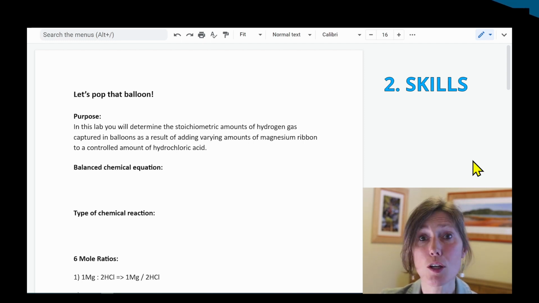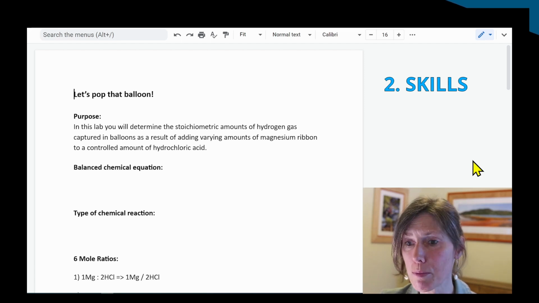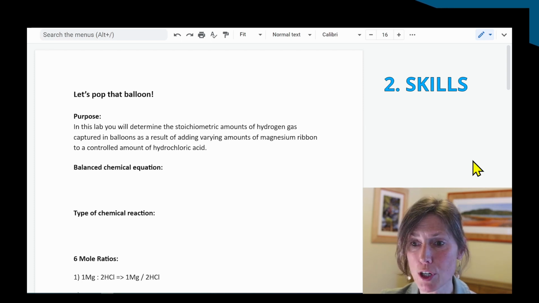The purpose: in this lab, you will determine the stoichiometric amounts of hydrogen gas captured in balloons as a result of adding various amounts of magnesium ribbon to a controlled amount of hydrochloric acid. They will be working with 3 molar hydrochloric acid, and I actually do this lab as a demo.